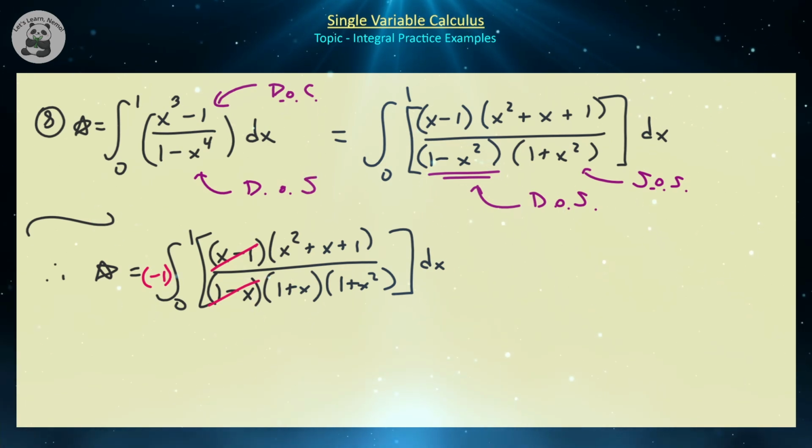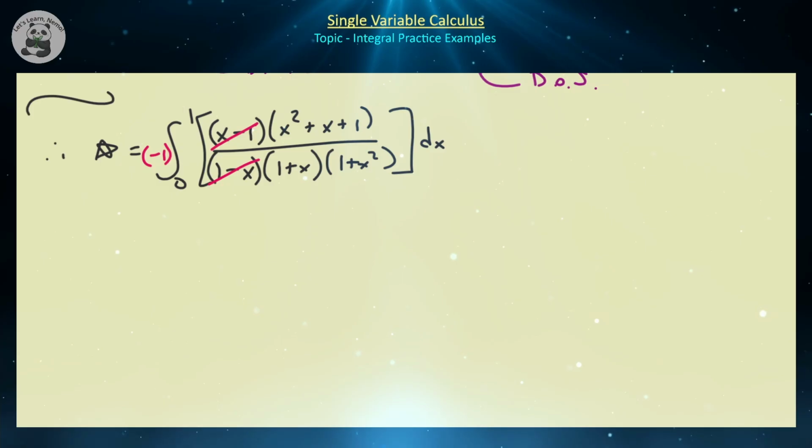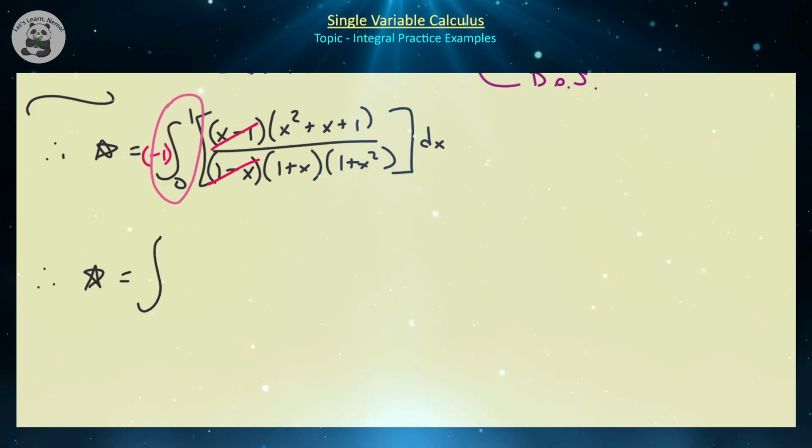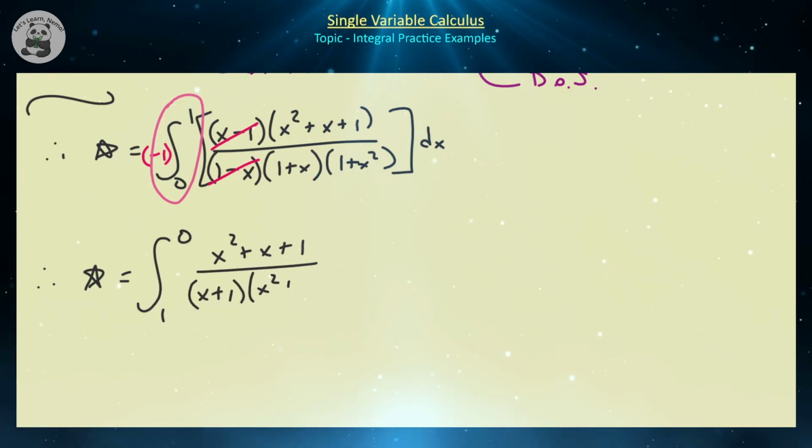So I'm just going to pull that minus 1 out, and that minus 1 I'm going to reverse my limits of integration so I don't forget that minus by mistake. So then we're going to have the integral from 1 to 0 of x squared plus x plus 1 on top, x plus 1 times x squared plus 1 on bottom.